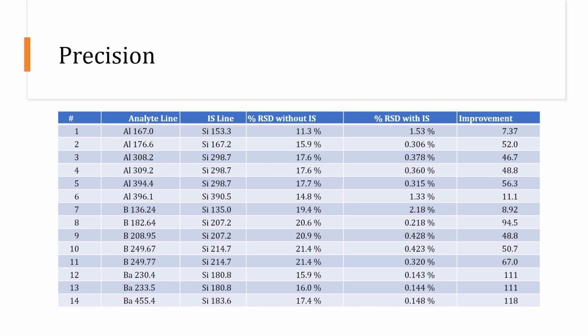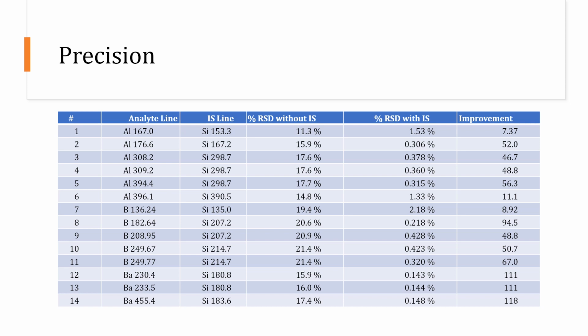However, if we move over to, for instance, aluminium 394, which was ratioed to silicon 298, the RSD before the internal standard was 17.7, but with the internal standard it's 0.3. That is an improvement of 56 times. Once again, as I alluded to before, the aluminium 396 doesn't have as good a precision, probably because of the calcium emission that's extremely intense just to the right hand side of it.